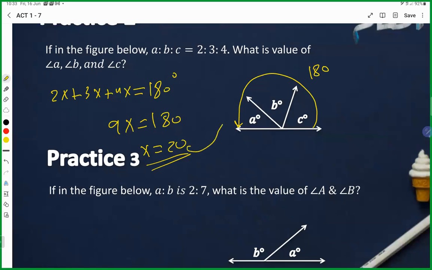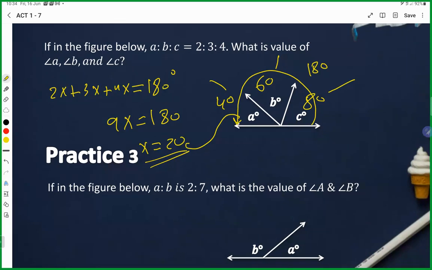So angle A is equal to 2 times 20, which is 40. Angle B is 3 times 20, which is 60. Angle C is 4 times 20, that's 80. And just check, if you add them all, that's equal to 180. Remember that ratios are a really important topic in the M1 exam. It involves fractions, algebra, and geometry.